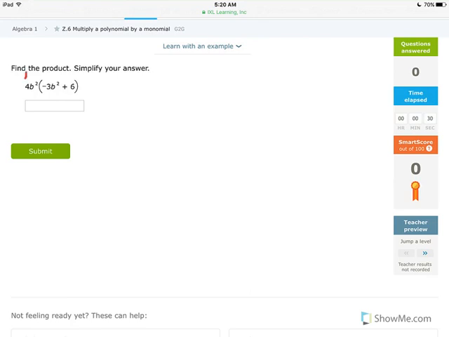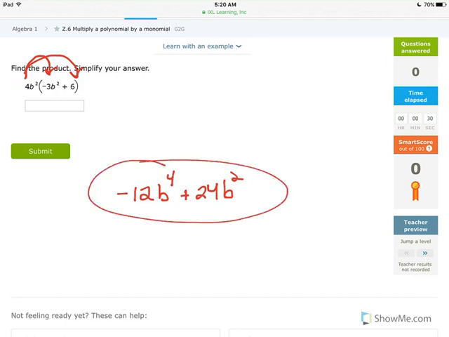This one we have 4b squared multiplied by negative 3b squared. So 4 times the negative 3 should get you negative 12. B squared times another b squared, that's going to be b times b times b times b, so b to the fourth. And then on the next term, 4 times the 6 should get you 24. And then b squared. And that should be your final answer.